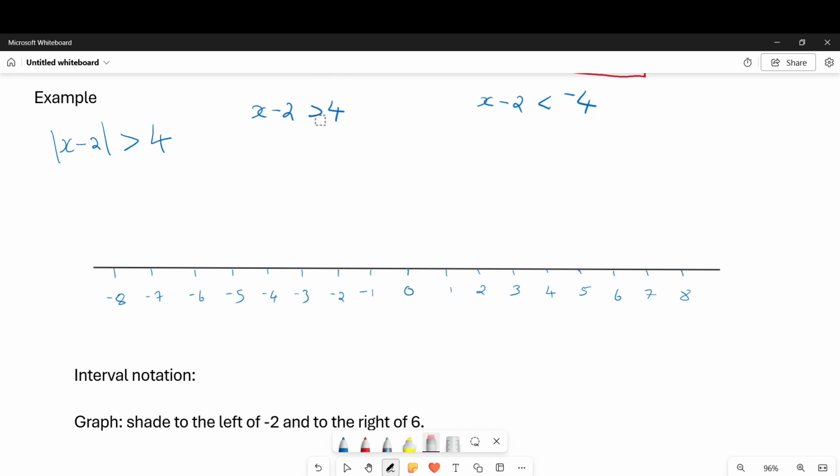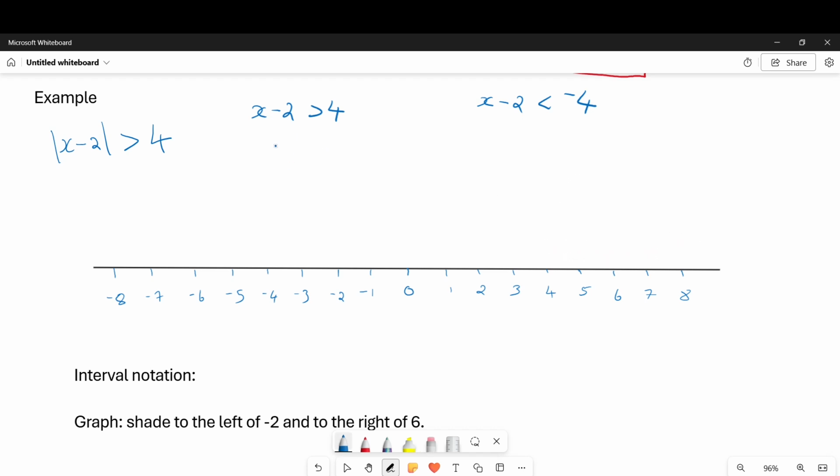So x minus 2 greater than 4 and x minus 2 less than minus 4 are two separate parts. X minus 2 greater than 4 means this region, and x minus 2 less than minus 4 means this region. These are two separate parts of the number line, so we cannot write them in a single inequality. We need to solve these two inequalities separately and combine them.